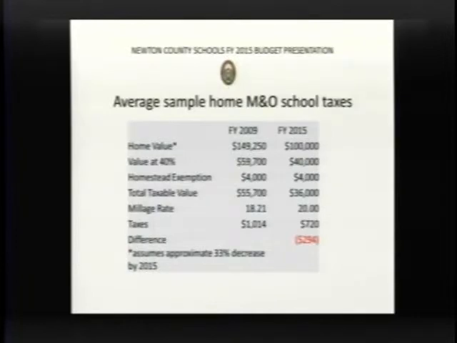So looking at a home in 2009, just their M&O taxes, and based on 33% less value still in 2015, we can see that the average homeowner is likely paying less in taxes still in 2015 with 20 mils versus 18.21 mils and that small 6.84% increase for 15.